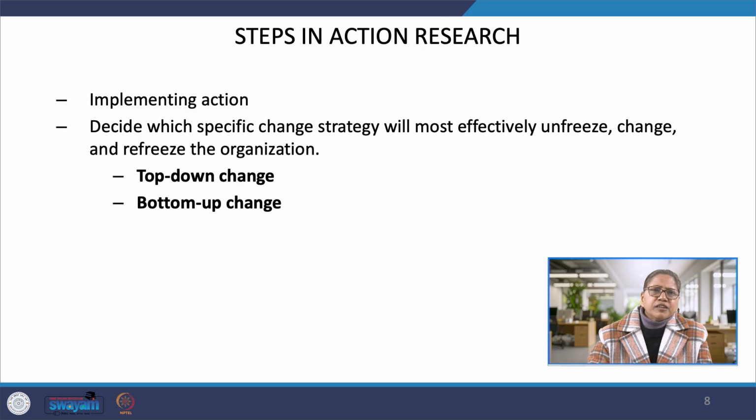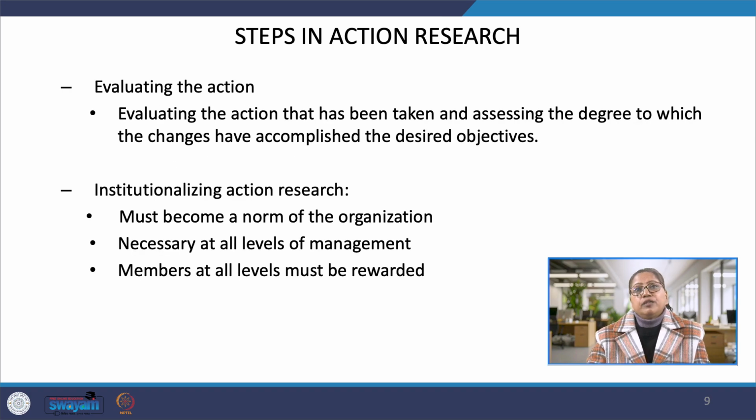So, we will be discussing various issues like quality circles, where the people who are working in various processes are instrumental behind implementing change. For example, that is the bottom up change process or participative process of change. Then comes evaluating the action that has been taken and assessing the degree to which the change has accomplished the desired objectives.